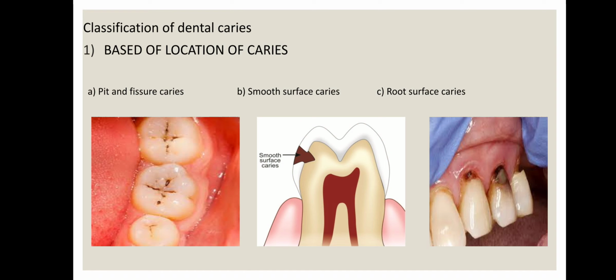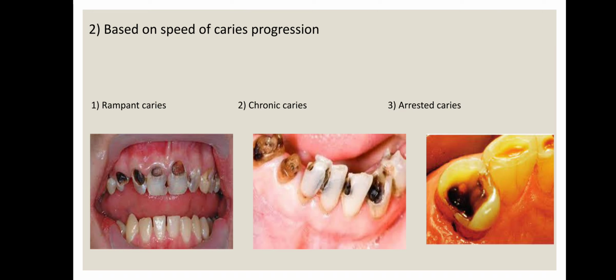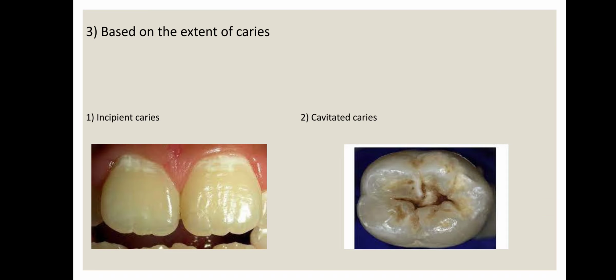The classification of dental caries. Based on the location of caries, it is classified as pit and fissure caries, smooth surface caries, and root surface caries. Based on the speed of caries progression, it is classified as rampant caries, chronic caries, and arrested caries. Based on the extent of caries, it is classified as incipient caries and cavitated caries.